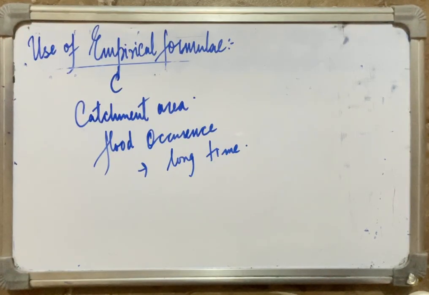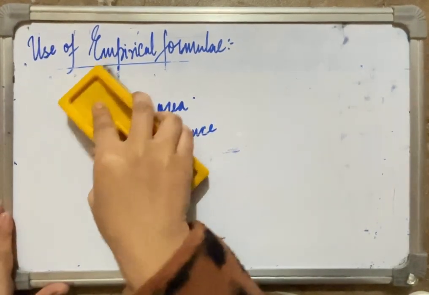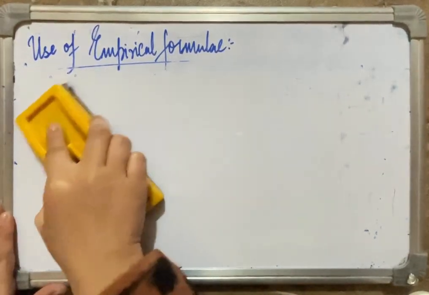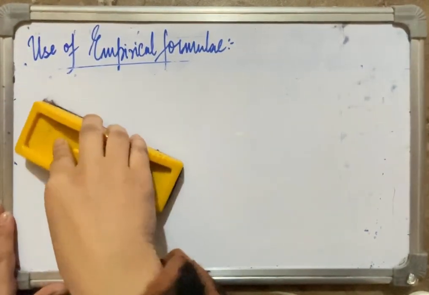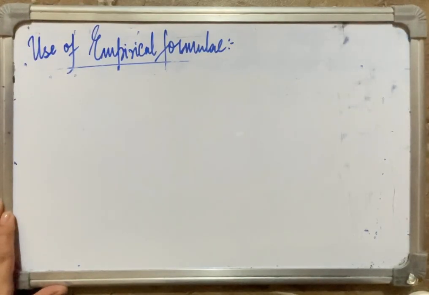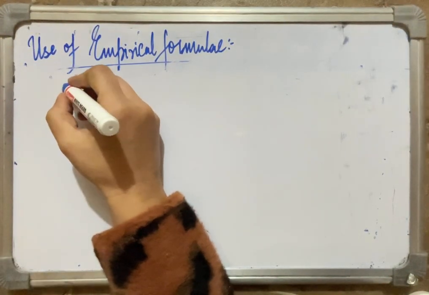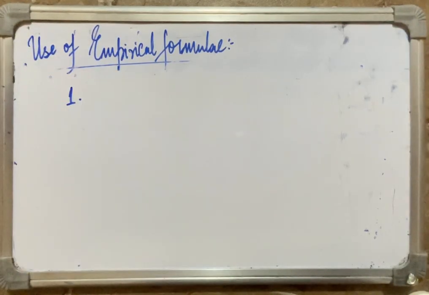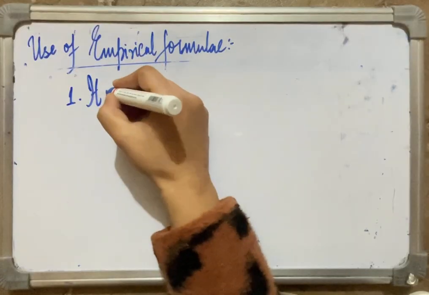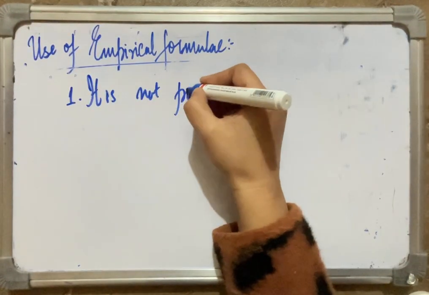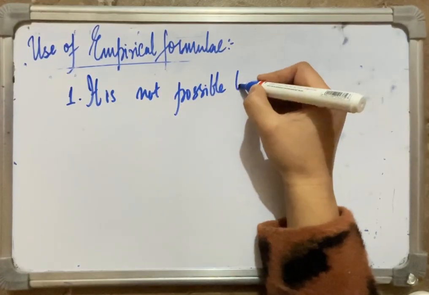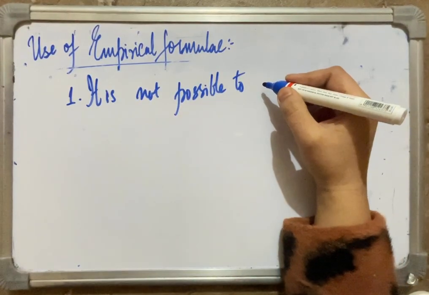All right. So the reliability of empirical formulas for estimation of maximum flood discharge is extremely limited in practical field, and the limitations, let me summarize them one by one for you. These are the general limitations of the use of empirical formula for determination of the maximum flood discharge. All right. Number one, let me write it down here. It is not possible to apply this method universally.